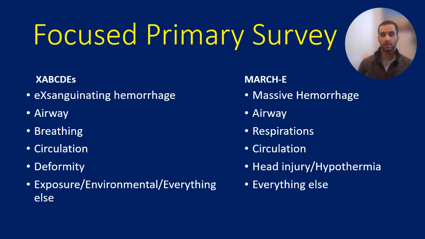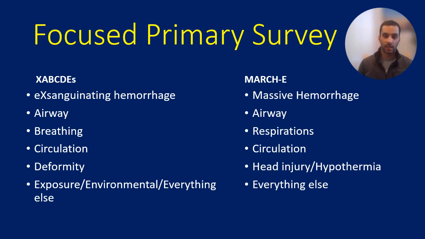So if we look at the XABC's mnemonic, X is for exsanguinating hemorrhage. Some people call it extreme hemorrhage. But the first priority you're doing is controlling major bleeding immediately, okay? If we look at MARCH, M stands for massive hemorrhage. Look, they're exactly the same, right? Massive hemorrhage comes first. Then airway, breathing. In MARCH, to make an R, they say respirations, but more or less you're looking at breathing, right? Circulation. So they're really exactly the same up to that point, okay?